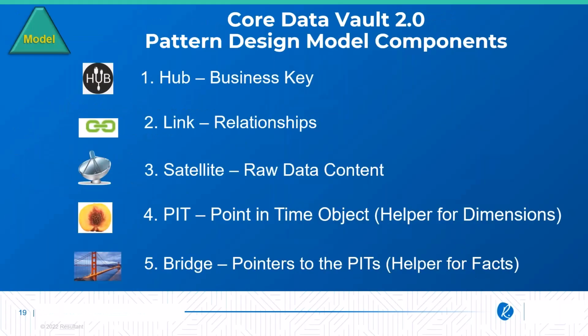So I'm going to tell you a little bit about Data Vault, the objects that are modeled in the pattern design model, just so that you'll understand what I'm talking about on the next slide. The first three are the important ones that we're going to be talking about in the raw vault. Okay, we have a hub. It's our business key. It's just a business key. The link object, those are our relationships. The satellite, that's our raw data content. That's really what makes this a raw, like a data lake.